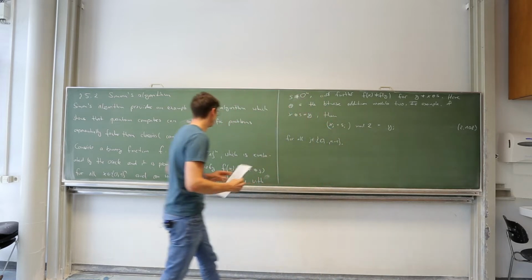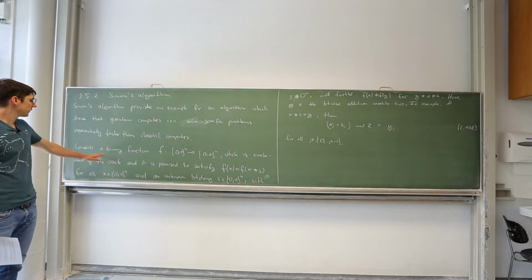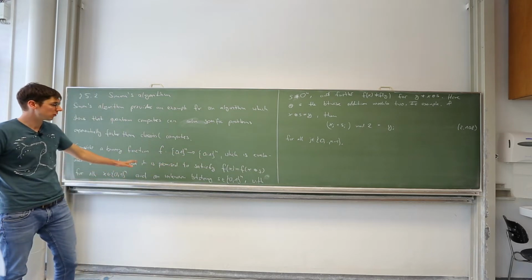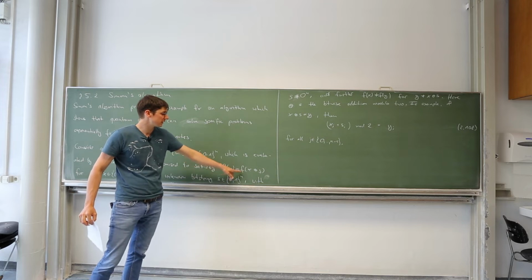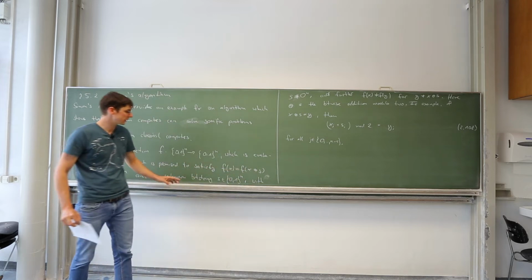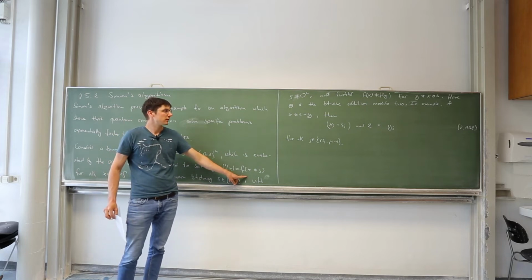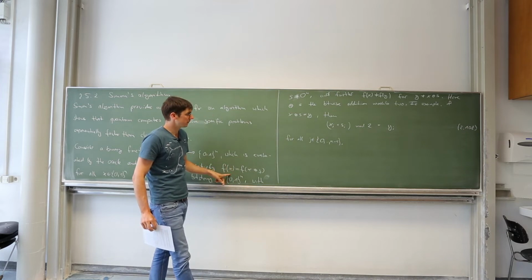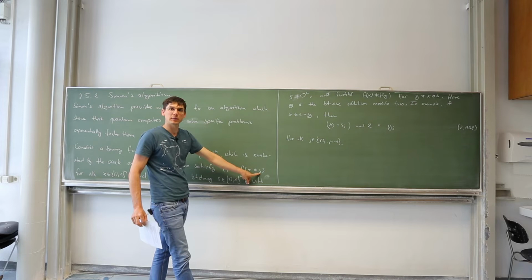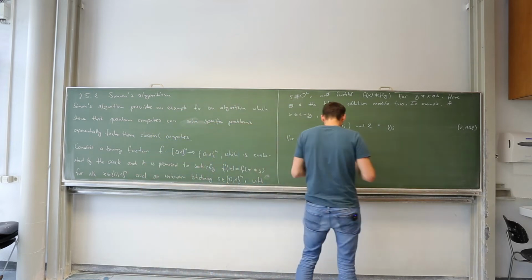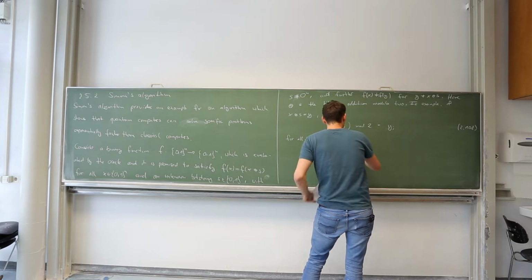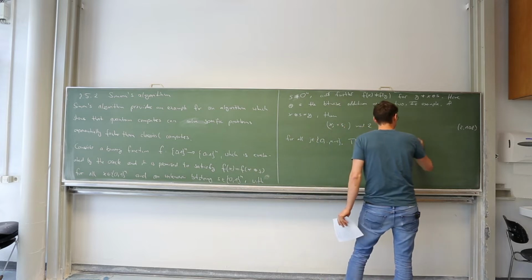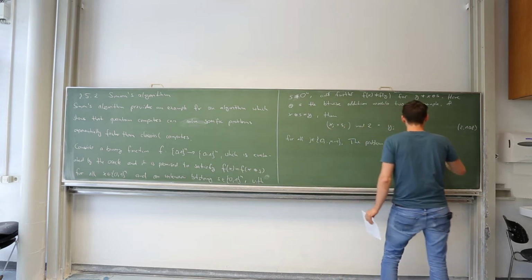Okay, so let me recap. We're considering a binary function with an n-bit range and domain, and this is evaluated by the oracle, and it's promised to satisfy that f of x is equal to f of x ⊕ s for an unknown bit string s, right? And s is not equal to 0, and now the task is to find this unknown bit string s. So this is Simon's problem. The problem is to find this bit string s.